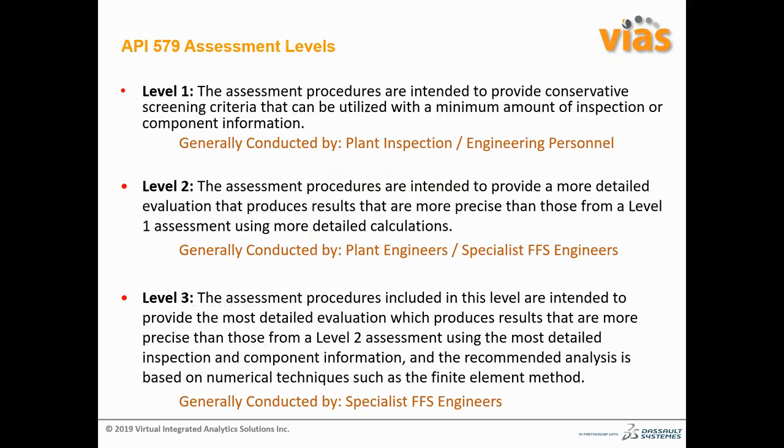So there are various levels of assessment. There's a level 1, 2, and 3. Briefly how it goes is, in level 1, you will have less information. You will make a lot of assumptions, and there's a lot of conservatism in it. So first you will try to do a level 1 assessment. Say you have a wall loss, local metal loss. You will try to see, okay, what is the minimum thickness I can get? And if the minimum thickness is okay, then you are fine. So that's a level 1 process.